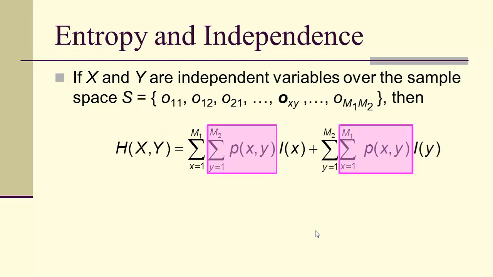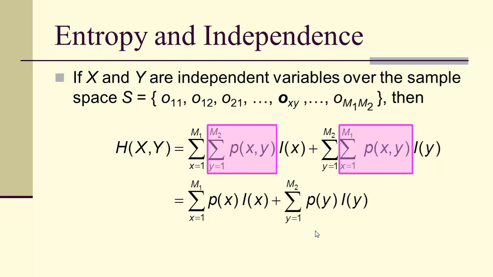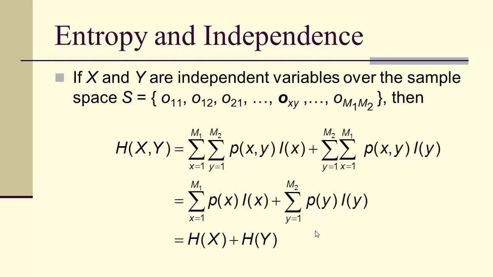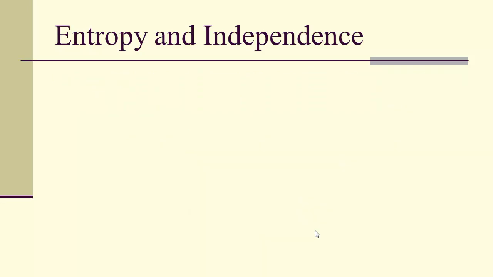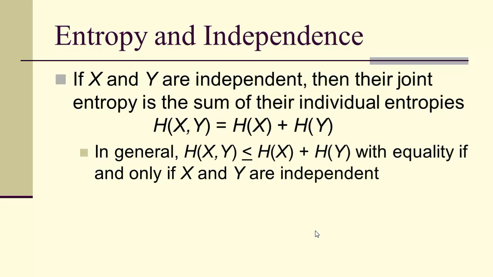And notice that the sum over the y's is going to be a marginal probability. The sum over the x's is going to be a marginal probability. In particular, the first one is the marginal probability for x, and the second the marginal probability for y, but that gives us the sum of the entropies, the average entropies over all possible x and y values. So if x and y are independent, then their joint entropy, H of x comma y, is the sum of their individual entropies. In general, we can show that H of xy is less than or equal to the sum, with equality if and only if x and y are independent. But we won't need that often.